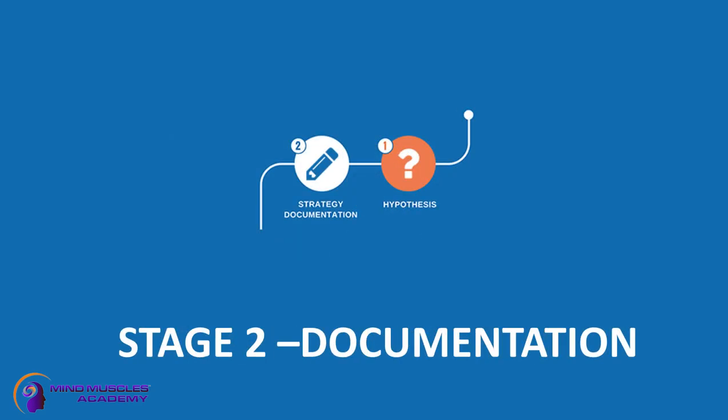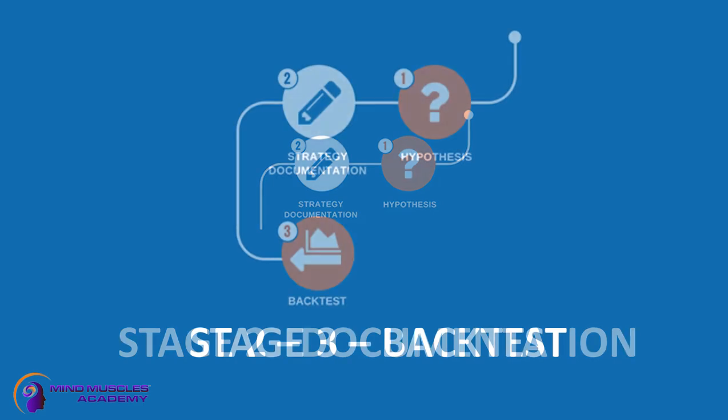The next stage is documenting your strategy. Here you will define its key components. This includes your entry and exit management rules, what time frames and what instruments you trade, what market hours you will trade, and what elements are purely mechanical and what elements are discretionary.